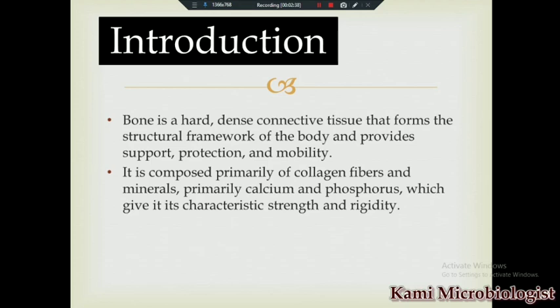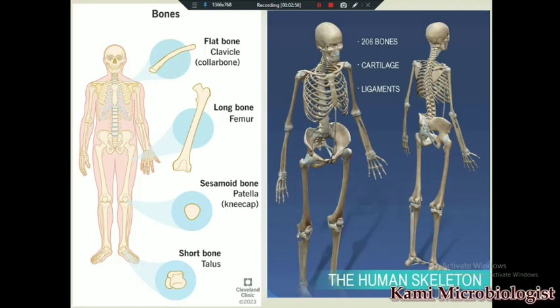Then we have the composition of the bone. Bone is composed of collagen fibers, minerals, calcium and phosphorus, and due to the presence of these materials it provides the characteristic strength and rigidity to the bone. Now, there are different types of bone, as you can see: flat, long, smooth, short. When these are connected together we get the skeleton. A normal adult has 206 bones, and we also have cartilage and ligaments as well. So this is a little bit about the bone.